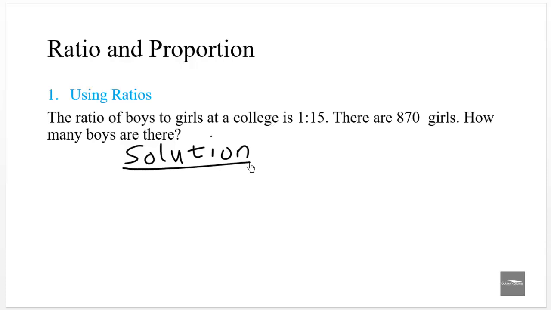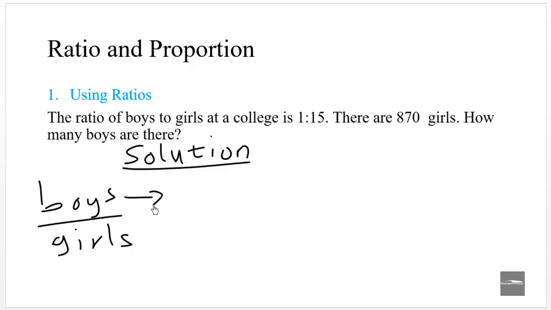So we write a ratio comparing boys to girls. So we have boys, we have girls, so we know the ratio of boys to girls is 1 out of 15. So that is the ratio that we have written comparing boys to girls. Then next we'll write a proportion.